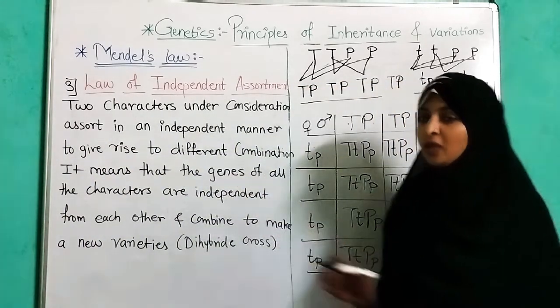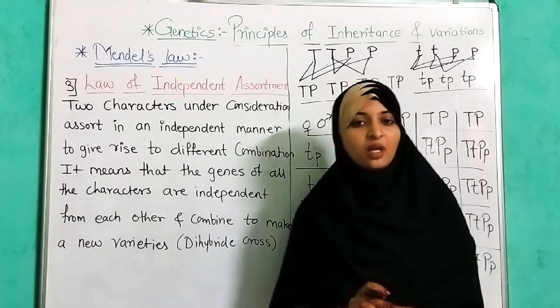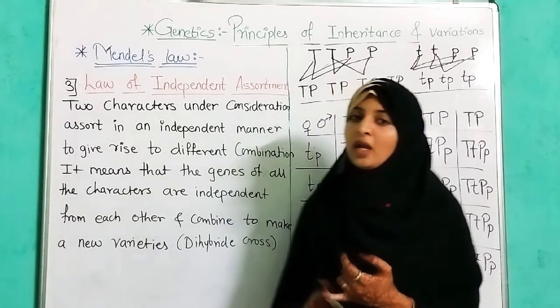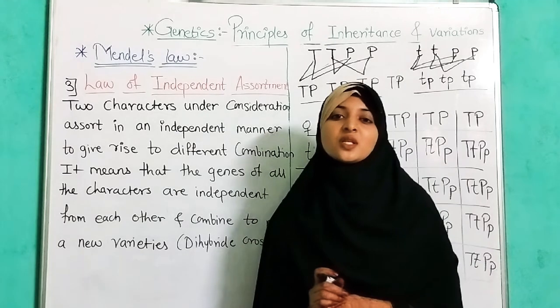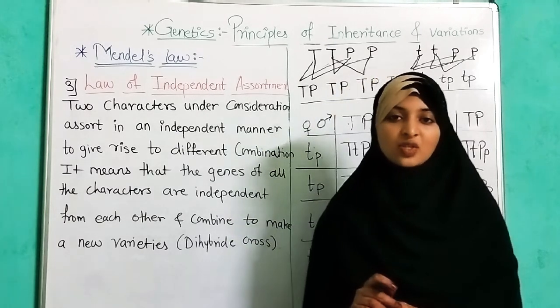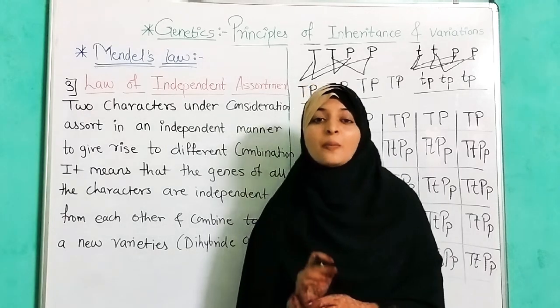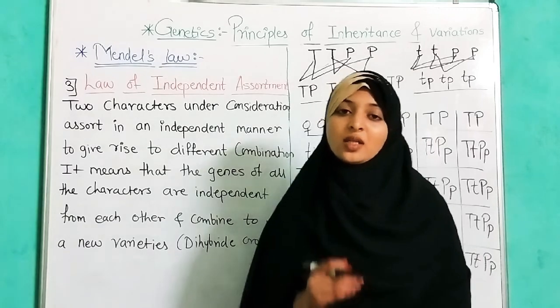So we have discussed a total of three laws of Mendel. Means Mendel has given us three laws, that is law of dominance, law of segregation and law of independent assortment. In the law of dominance we discussed that one contrasting character is used or more than one contrasting characters are used, but one is expressed which is dominant and another is suppressed which is recessive.